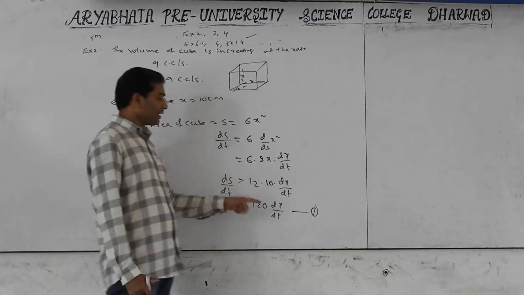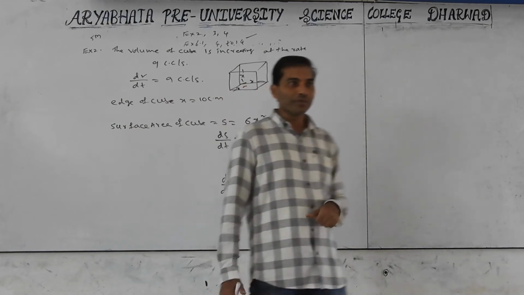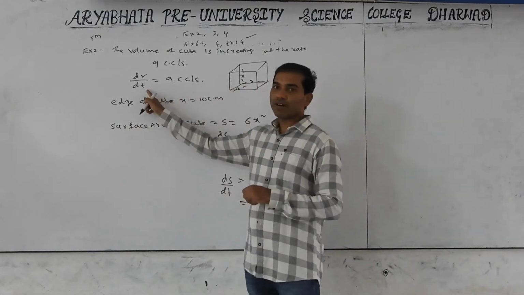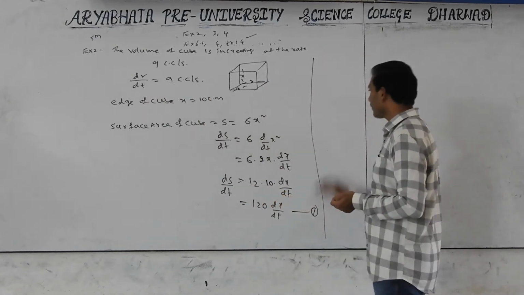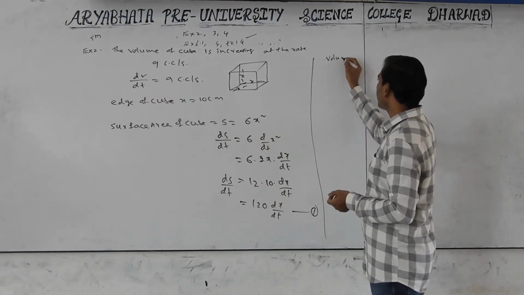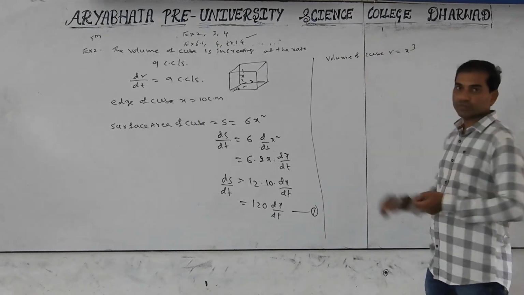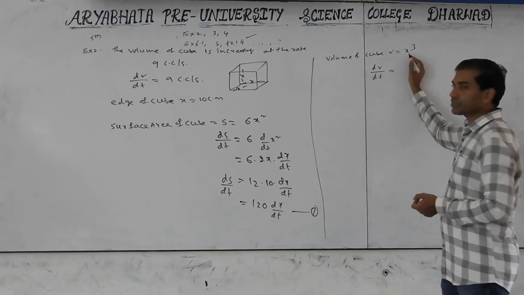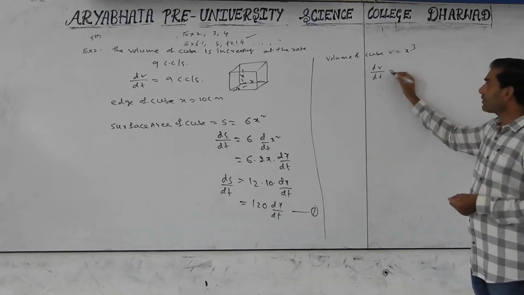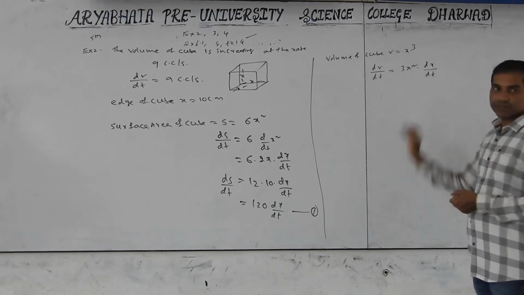So how can we find dx by dt? What are they given? The value of the rate of volume. So let's use the volume of the cube formula. Volume V equals x cube. So dV by dt equals the differentiation of x cube with respect to time, 3x square into dx by dt.